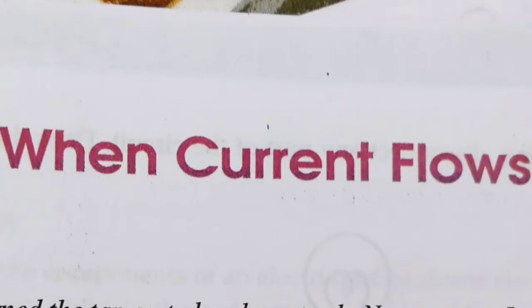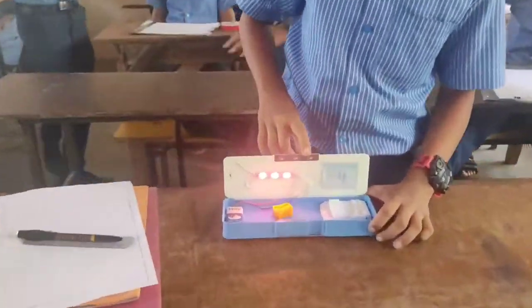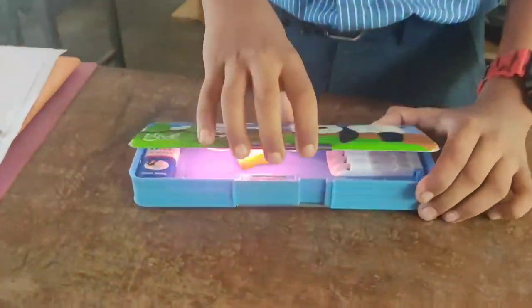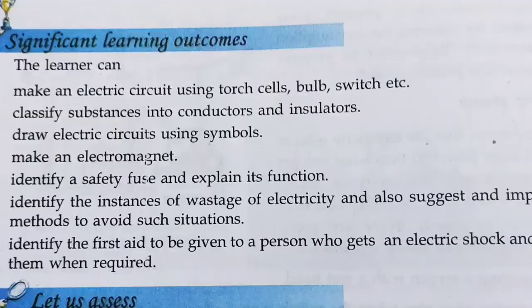Dear students, Unit 5 When Current Flows is a small, interesting and very useful unit. The significant learning outcomes of this unit are: make an electric circuit using torch cells, bulbs, switch, etc. Classify substances into conductors and insulators. Draw electric circuits using symbols.